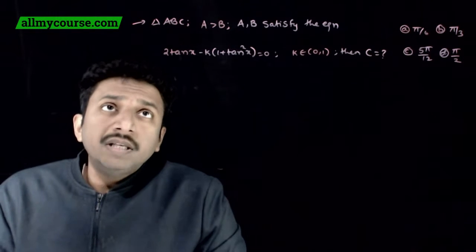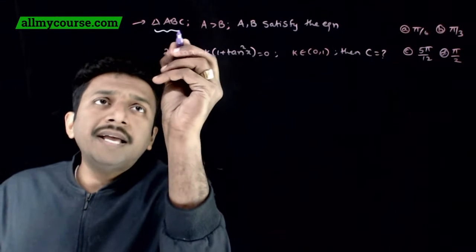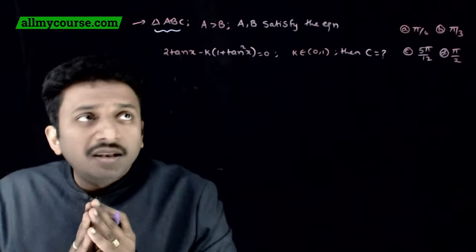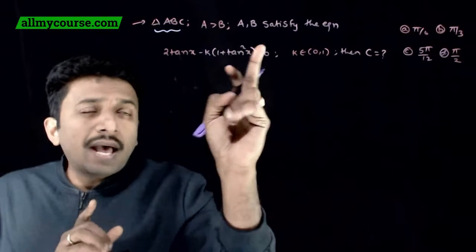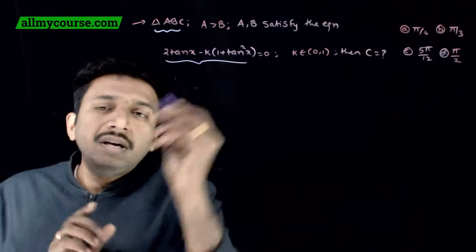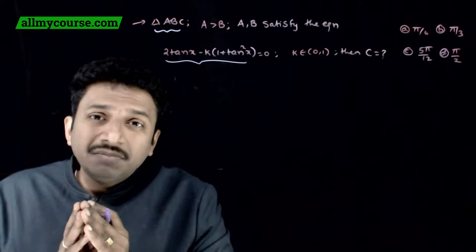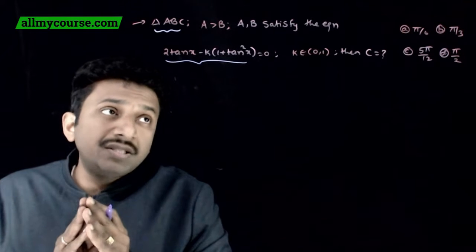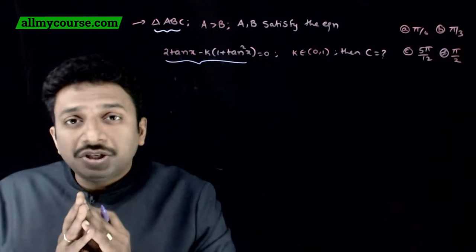So welcome students. In this question you're given that in a triangle ABC, angle A is greater than angle B and these two angles satisfy the equation 2 tan x minus k times (1 plus tan square x) is equal to 0. If that is so, what is the measure of angle C?